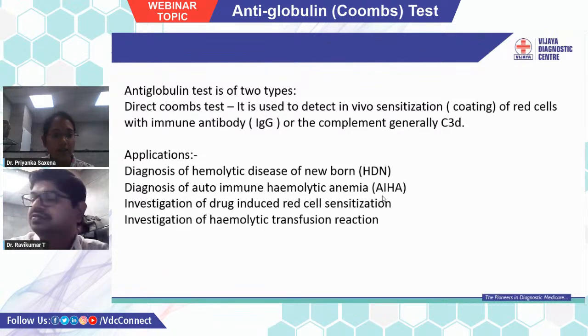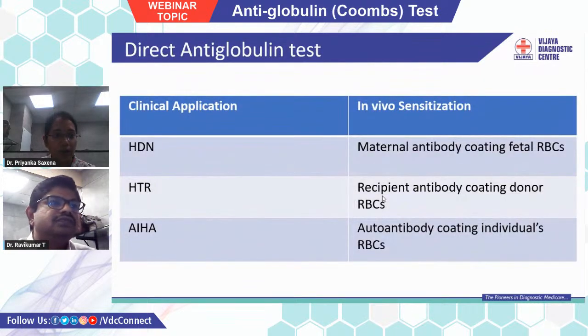It is used in the diagnosis of hemolytic disease of newborn and to diagnose autoimmune hemolytic anemias, in investigation of a suspected drug-induced red cell sensitization or hemolytic transfusion reactions. So, in hemolytic disease of newborn, there is coating of fetal RBCs by the maternal antibodies, and in hemolytic transfusion reactions, the donor RBCs will be coated by recipient antibodies. And in autoimmune hemolytic anemias, autoantibodies are seen coating the individual RBCs.